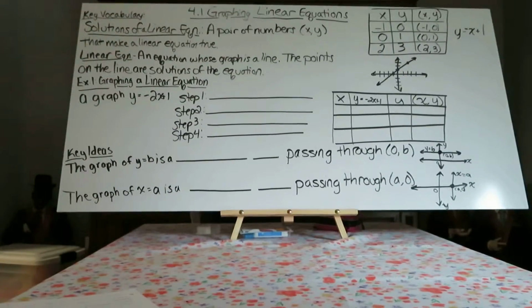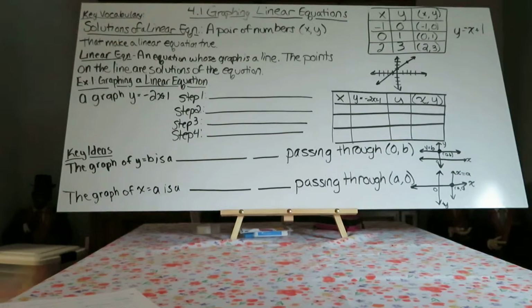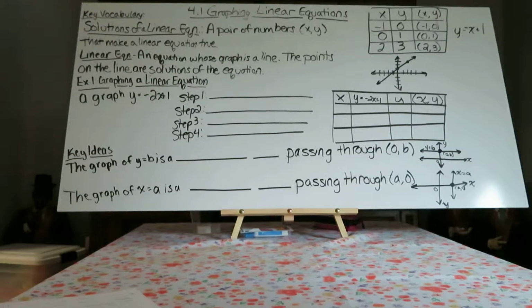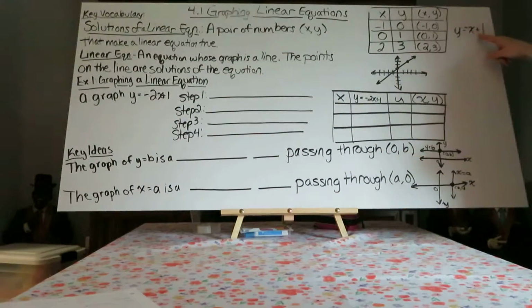All right, we're going to learn about graphing linear equations. The key vocabulary: solutions to the linear equation, a pair of numbers x and y that make a linear equation true. So that's how we have the table of values over here set up. This is the equation y equals x plus 1.